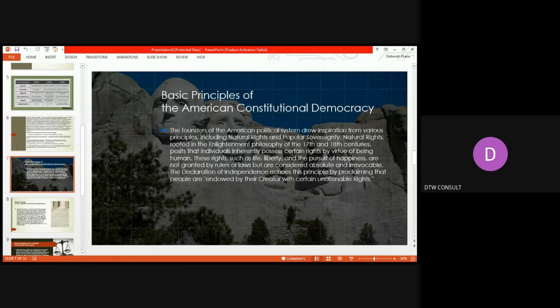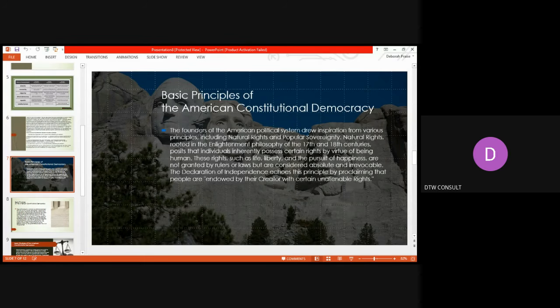So, a brief kind of history here. The founders of the American political system drew inspiration from various principles, including natural rights and popular sovereignty, natural rights rooted in the Enlightenment philosophy of the 17th and 18th centuries. And their position was that individuals inherently possess certain rights by virtue of being human.